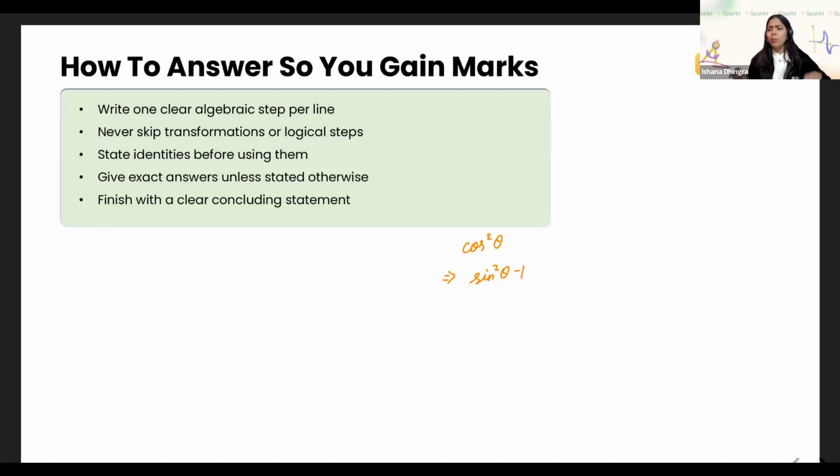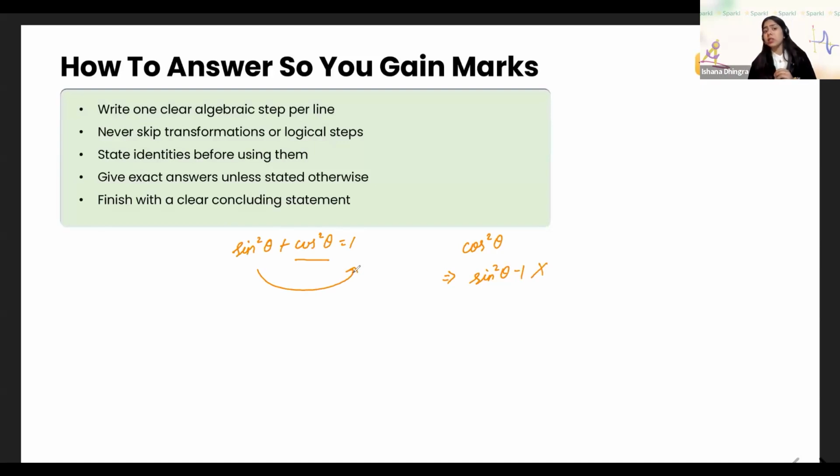Yes. I hope every one of us knows sine squared theta plus cos squared theta is 1. But sometimes, mistakenly, we write cos squared theta as sine squared theta minus 1. So what I would suggest is to write the identity first if you are not sure, or if you make such mistakes, and then write cos squared theta is 1 minus sine squared theta. So state the identities before using them to avoid the mistake.